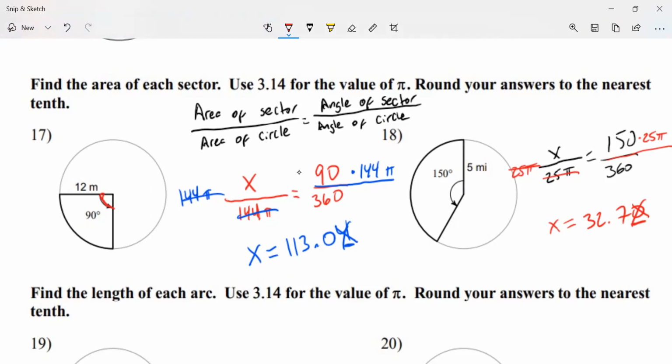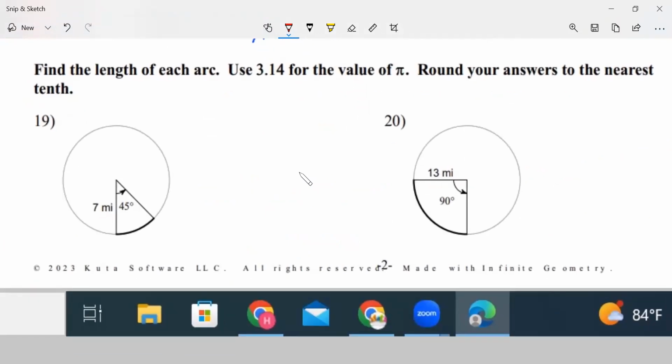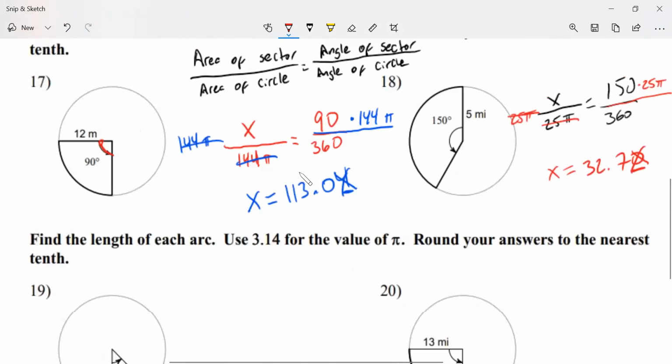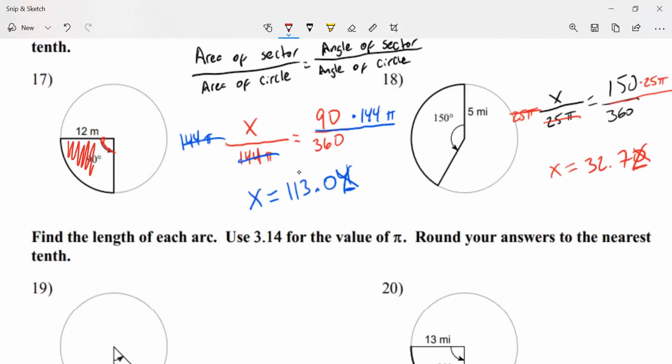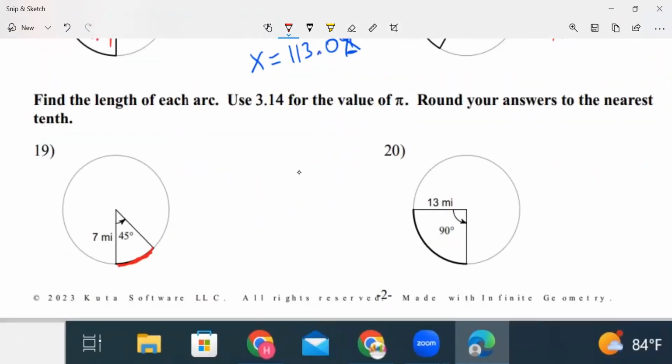So we can do the area of the sector, the area of a circle. But now let me ask you, what's the length of each arc? So I want to know this distance outside of the arc. I don't want to know the area. Remember for question 17 and 18, basically I was asking, what's the area? What's the space inside of the sector? Now the length of the arc is basically how big is this.